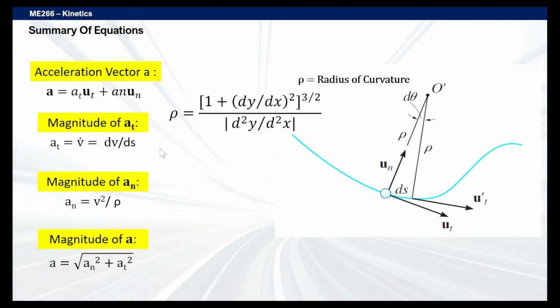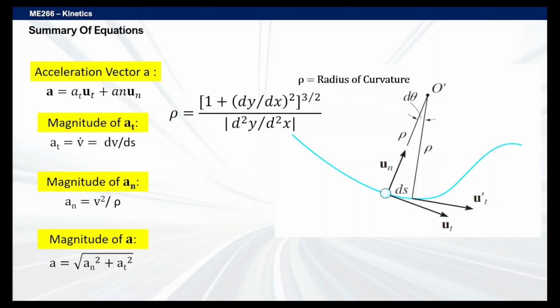Just recall that tangential acceleration is simply the first derivative of velocity with respect to position, ds. And of course, normal acceleration will be the square of the velocity divided by the radius of curvature represented by the symbol rho.